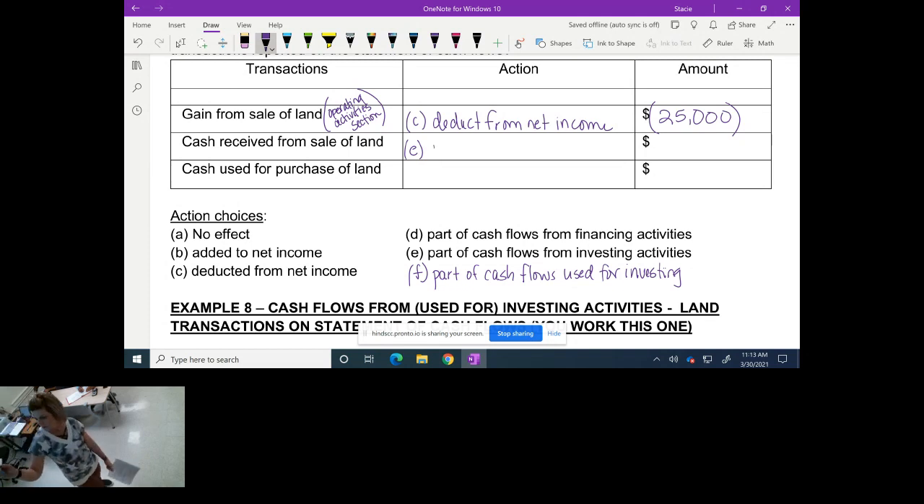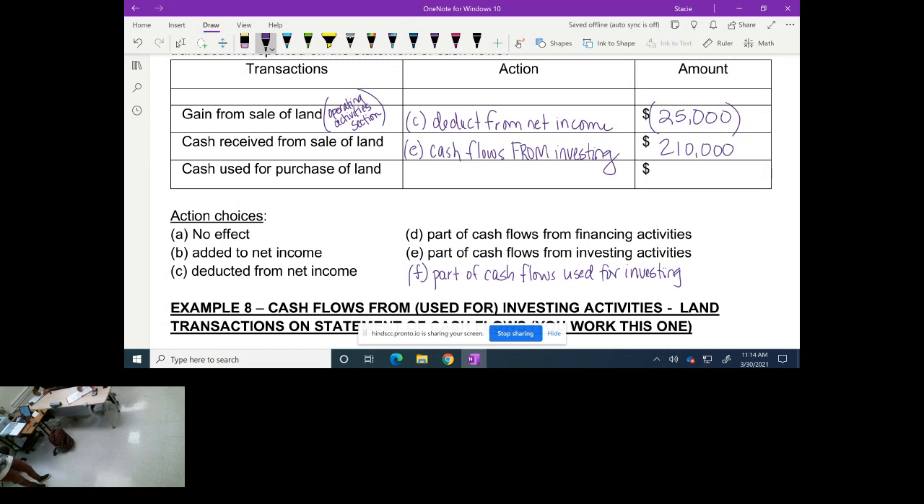So I'm going to say cash flows from investing. And how much is that? 210,000. We're going to show that as a positive number because that's money coming in.